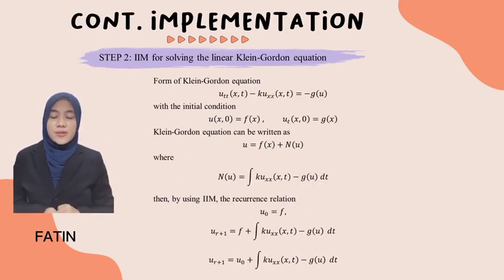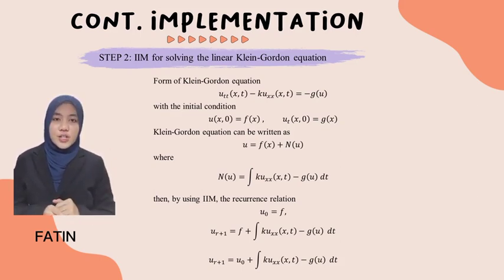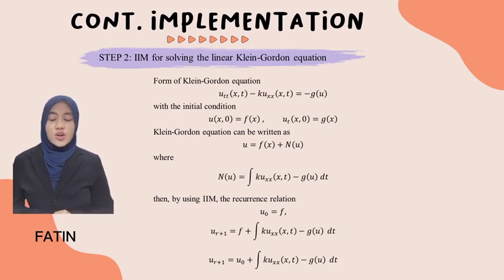Implementing the integral iterative method for solving the linear Klein-Gordon equation. For your information, the first equation is the form of the Klein-Gordon equation, while the second one is its initial condition. Note that the Klein-Gordon equation can be written as u equals f of x plus N of u, where N of u is the integration with respect to t. Then, by using IIM, the recurrence relation is as shown here, where r equals 0 up until infinity.